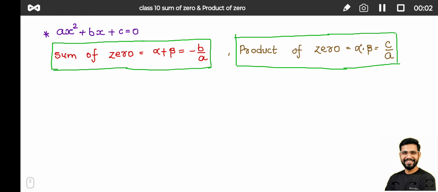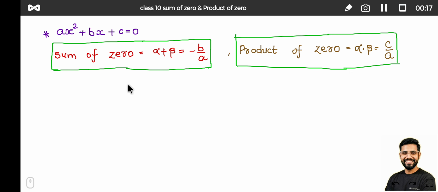Hello everyone. In this class we will discuss one important topic from class 10th, sum of zeros and product of zeros of a quadratic polynomial, and we'll solve some important questions based on this topic. So let's start with the quadratic equation.